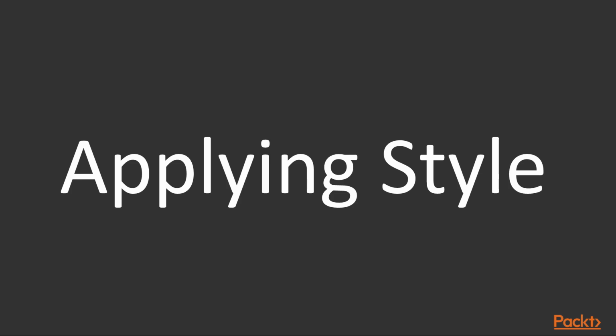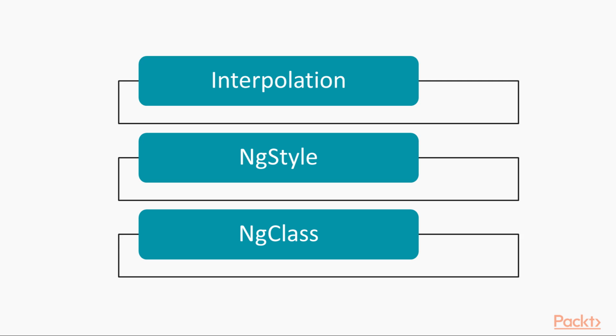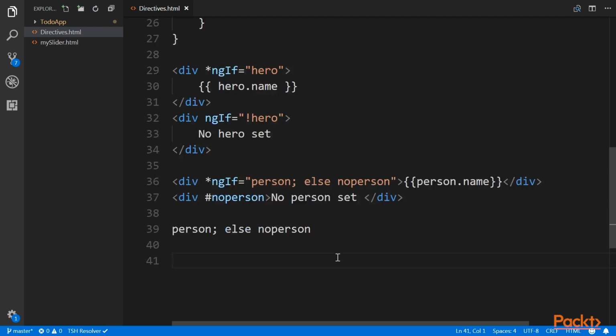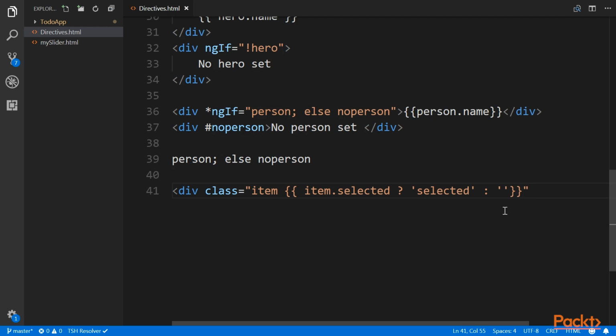Let's now move ahead to explore styling. So, there are three ways to apply styling in your markup: interpolation, ngStyle, ngClass. Let's understand it with this simple expression. This version is about using the curly brackets and have them resolve what class or classes should be applied. This reads as: if your item has a selected property, then apply the CSS class selected, or else apply an empty string, which is no class.